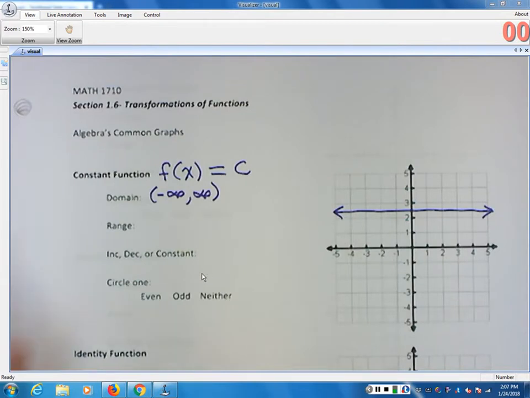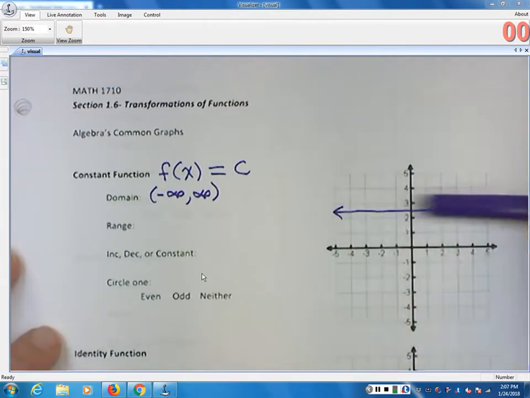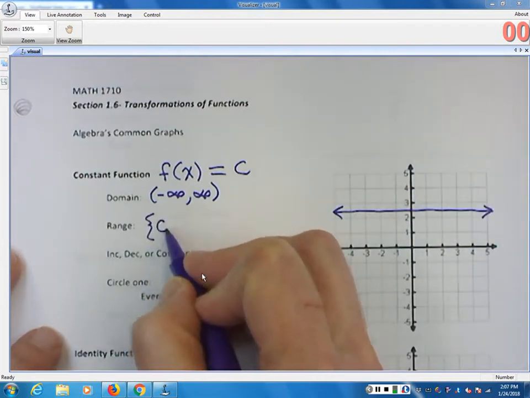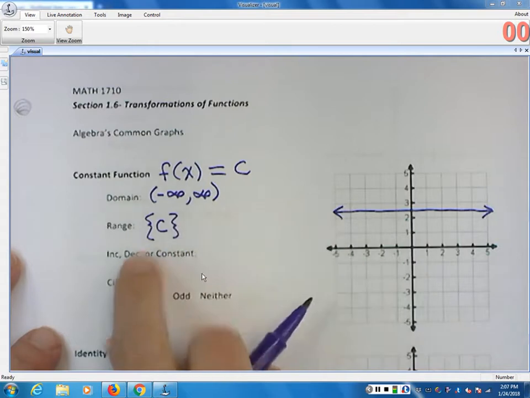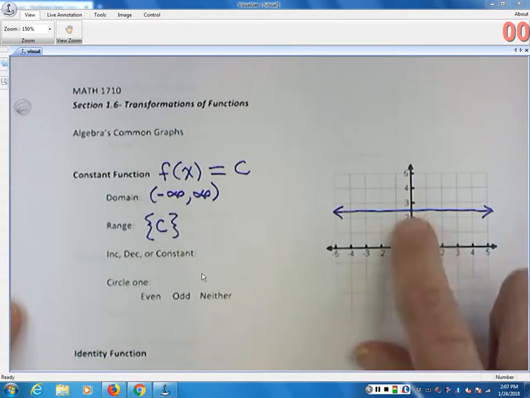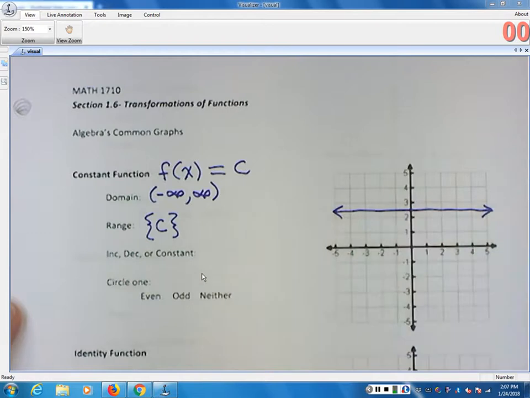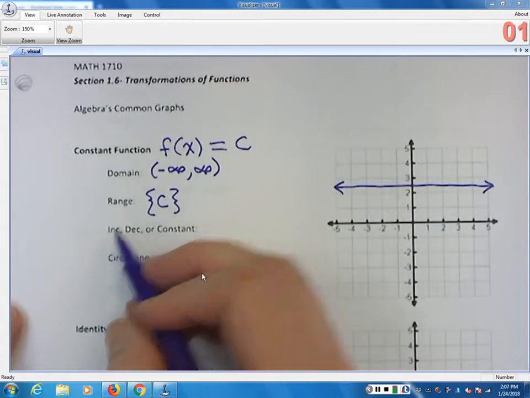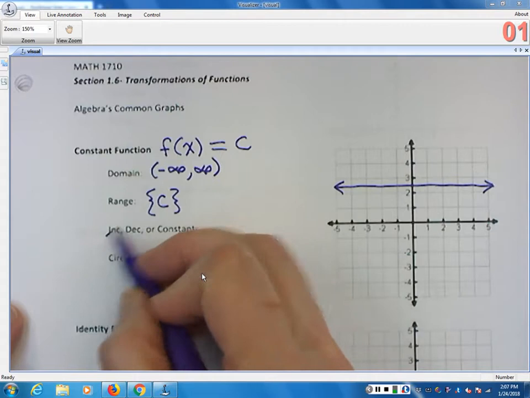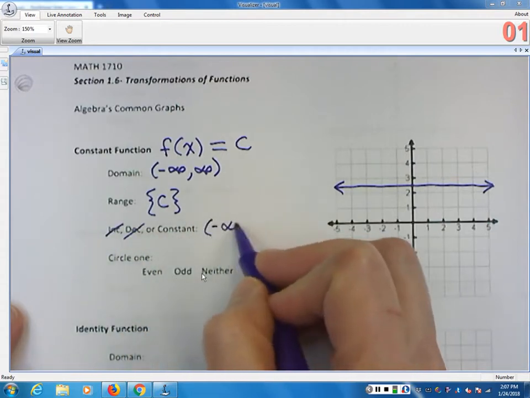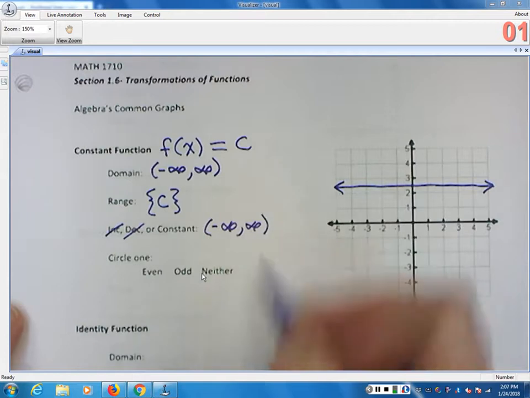The range, project this to the y-axis, and since it can only be one number, we'll put it in set notation with the curly braces. It can only be one number, the range. And on what intervals is this increasing or decreasing? It's constant the whole time, from -infinity to infinity.